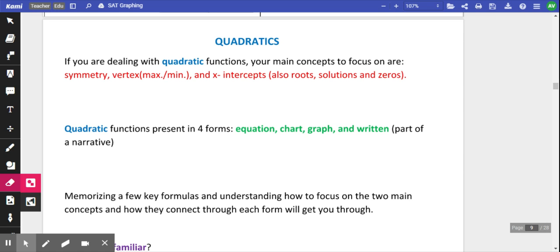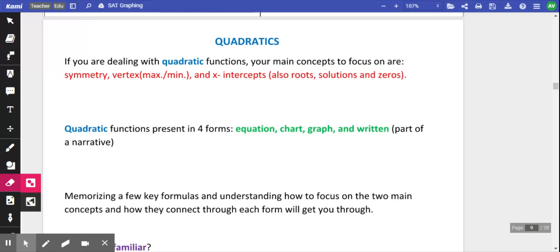All right, so now let's talk about quadratics. Quadratics are any function that has an exponent to the power of 2. If you are dealing with quadratic functions, your main concepts to focus on are symmetry, vertex, which is where your max or minimum would be, and x-intercepts. Another name for x-intercepts is roots, solutions, or zeros. They all mean the same thing.